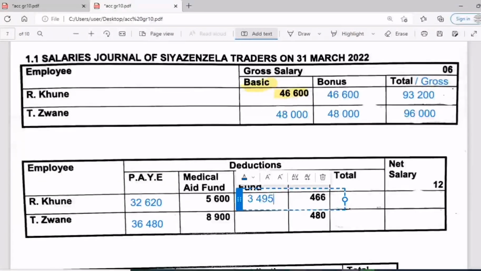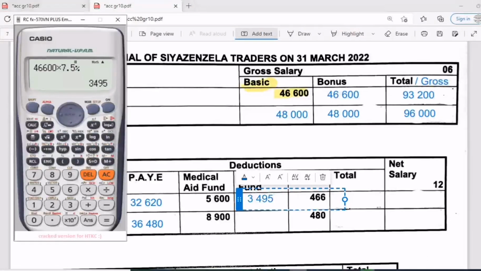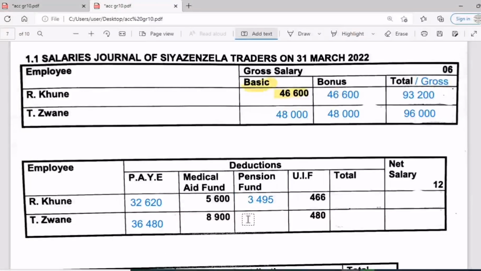You do the same for Zwane. His basic salary is 48,000. Multiply by 7.5. So guys, pension fund is calculated at a fixed rate, and that rate is 7.5%. So for this one, we have 3,600.